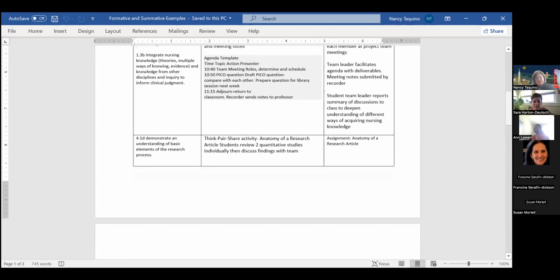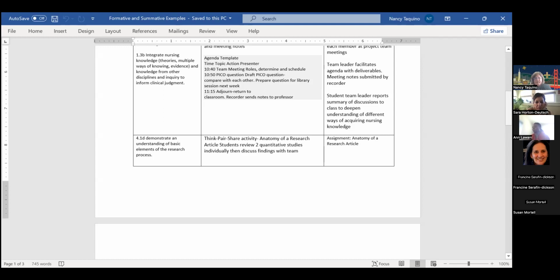And then the third example is where they're actually getting into understanding the different components or elements of the research project. So they did a think, pair, share activity, and they were given 2 quantitative studies, and they have a tool, this anatomy of a research article tool, and they were supposed to independently fill it out first and then talk together and compare notes, etc. And the summative assignment is actually handing in their own individual anatomy of a research article paper. It's a tool actually back in, and they get graded on that they've completed it.